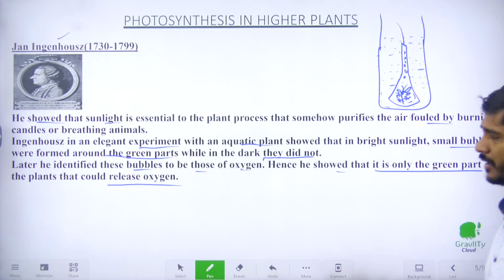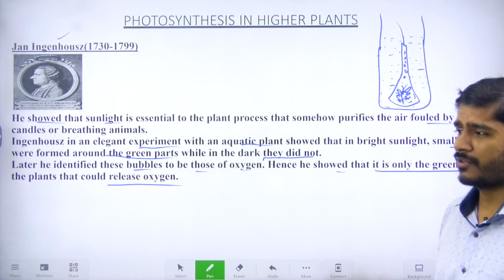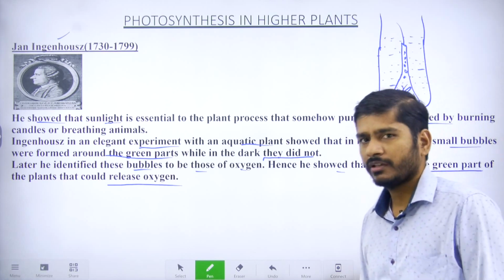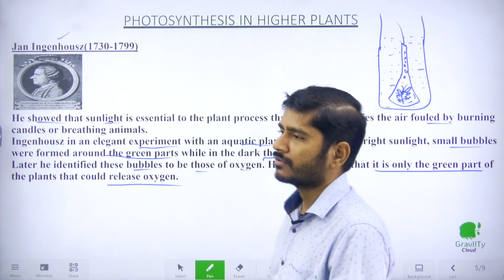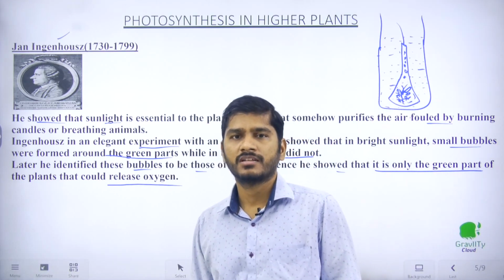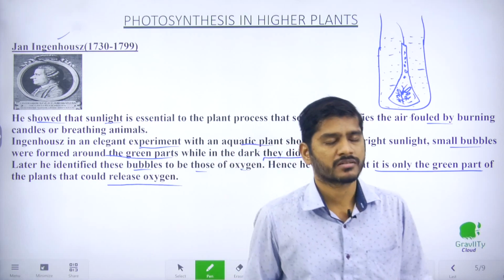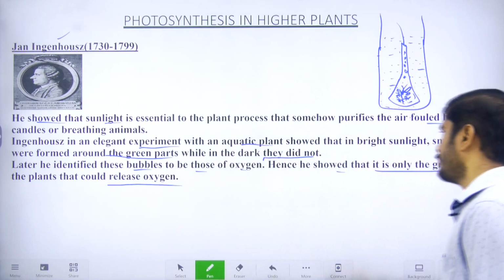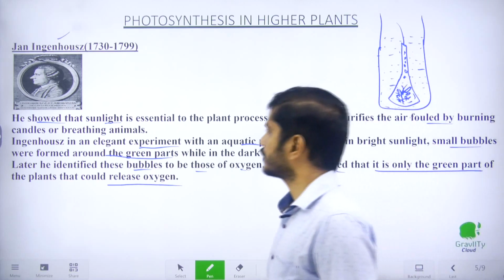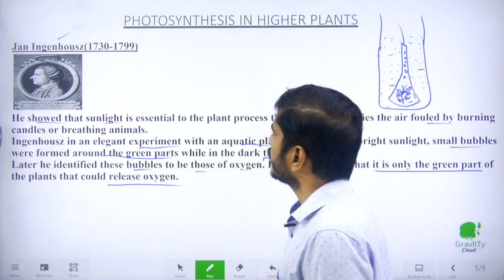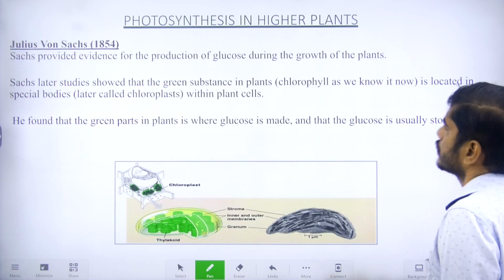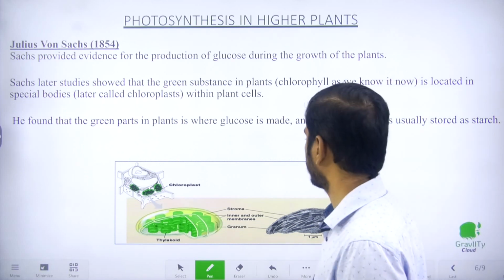Yes, there is a reason for that. Only green parts, because we will come to know anyway, chloroplast is present, which contains chlorophyll, so exactly there this light reaction takes place and the process moves on. So this is how his experiment showed that sunlight is essential for Ingenhousz.